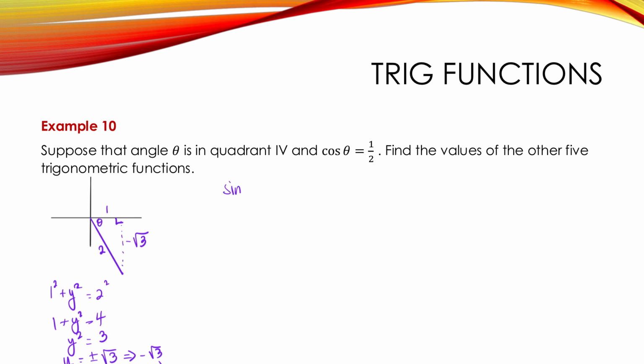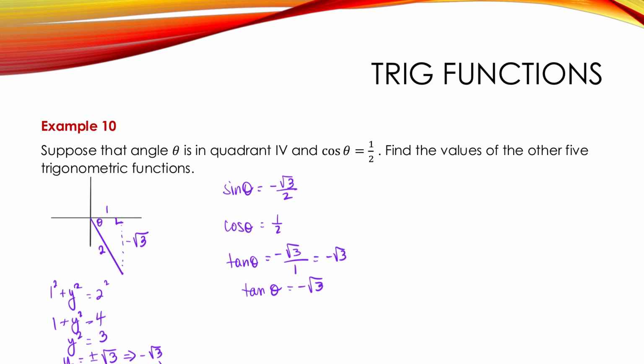So sine of theta would be opposite, negative root 3 over hypotenuse 2. Cosine we were already given is 1/2. Tangent is opposite, negative root 3 over adjacent 1. So we could just do negative root 3, right? So the tangent of theta is just negative root 3. And now we're simply going to take the inverse of each one, right? We're going to take the reciprocal, I should say.